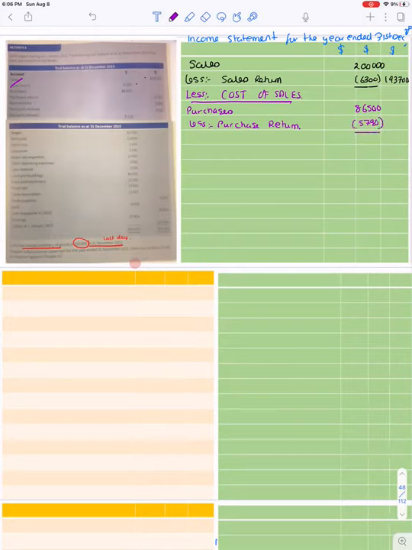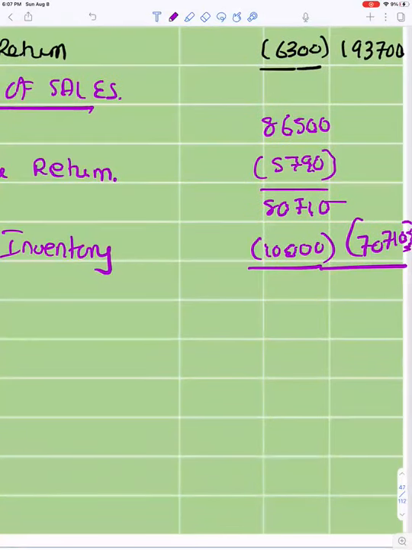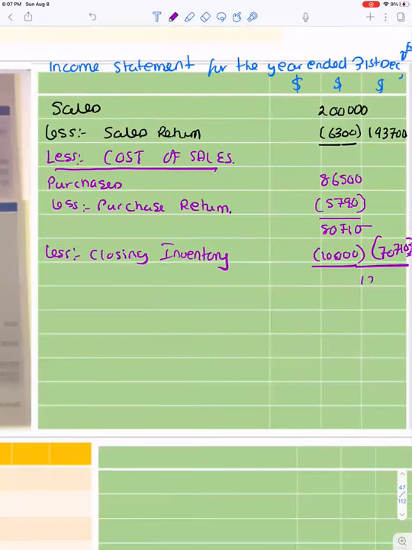I come up with a figure: 86,500 minus 5,790 is giving me 80,710, and I only need to deduct the closing inventory. What is the closing inventory? The goods unsold on the last date, that is 10,000. I'm arriving at my cost of sales, that is 70,710. From the revenue, when I subtract the cost of sales, I will arrive at the gross profit. And the gross profit is 122,990. This is the gross profit.